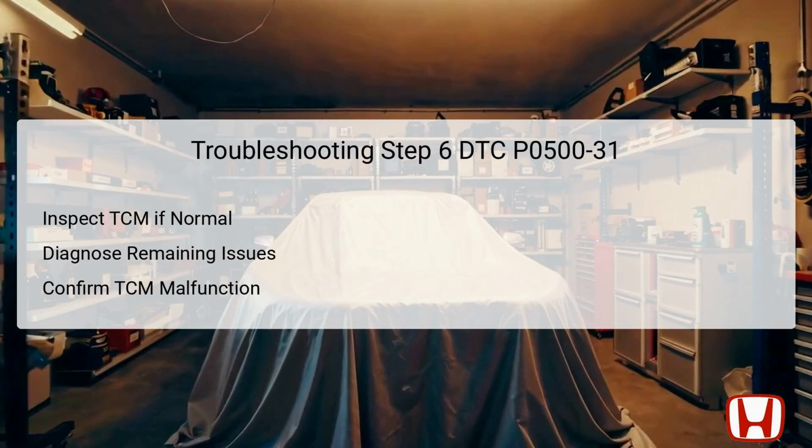If all the previous steps return normal results, it is then time to focus on the TCM itself. This final inspection step aims to evaluate whether the TCM is working as intended or if it requires replacement. If the TCM does not process the signals correctly, even though the CVT speed sensor and wiring have been verified as functional, it indicates a malfunction in the TCM.